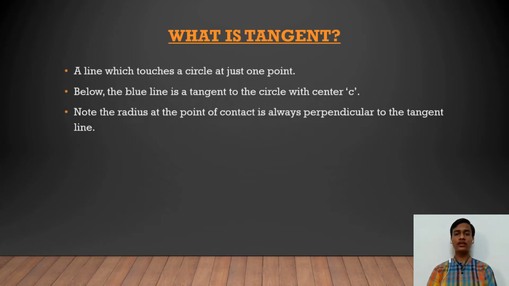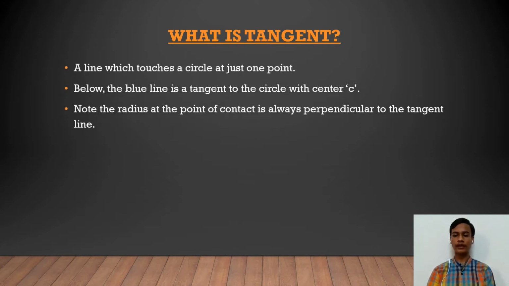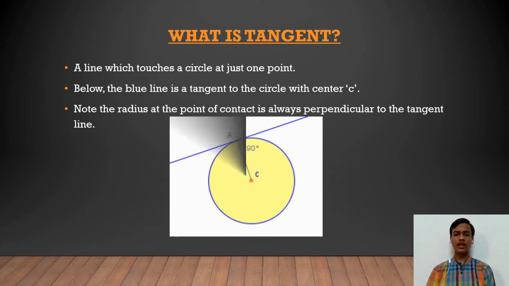Now, let us understand what a tangent actually means. A line which touches a circle at just one point is known as a tangent. In the figure given below, the blue line is a tangent to the circle with center C. The tangent at the point of contact is perpendicular to the radius. It means that the radius, when connected to the tangent at the point of contact, will be perpendicular to the tangent.